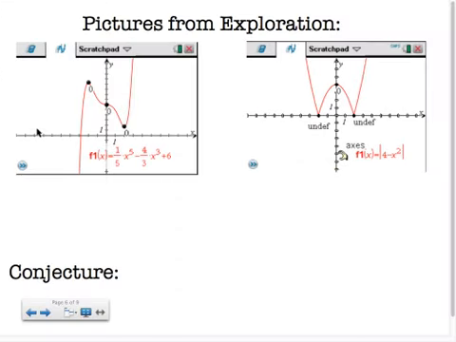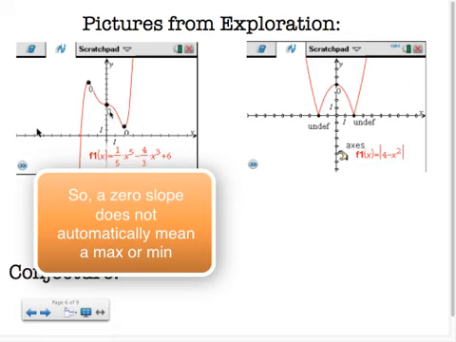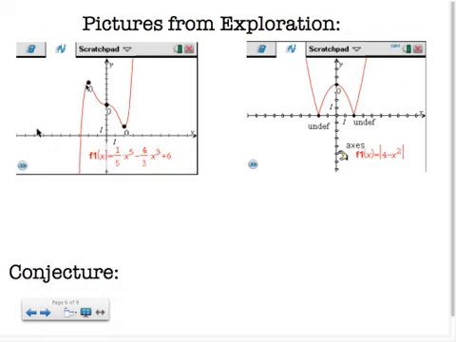Okay, so I pasted the 2 pictures that we used, and let's take a look at the data that we recovered and see if we can make a conjecture here about where do we look for maxes and mins. All right, on this first graph, there were 3 places where the slope was 0. 2 of those were either a local max or local min, 1 was not. So it's not automatic that if the slope is 0, you have a max or min. Okay, but that is a good tell that that's possibly a local max or min.